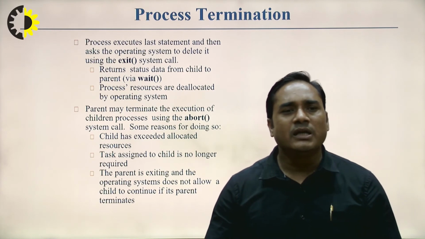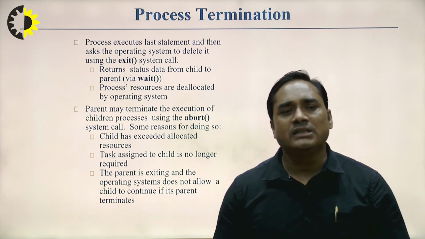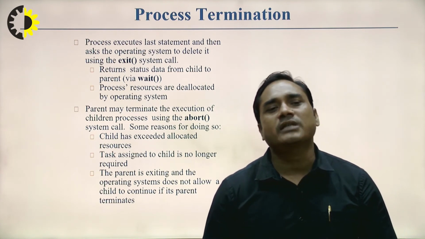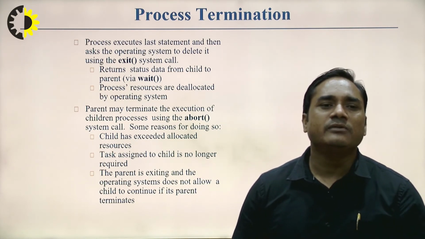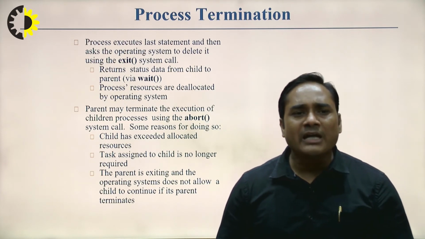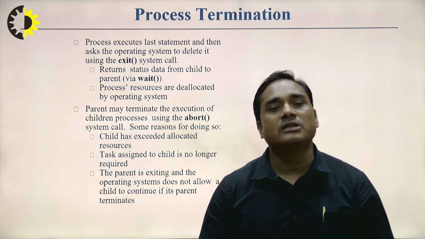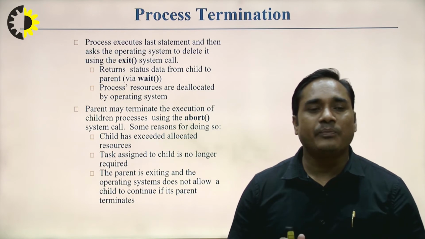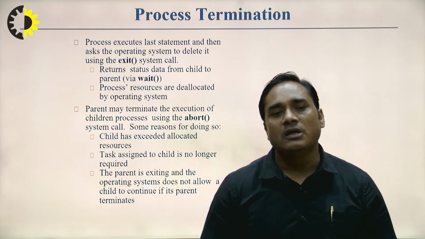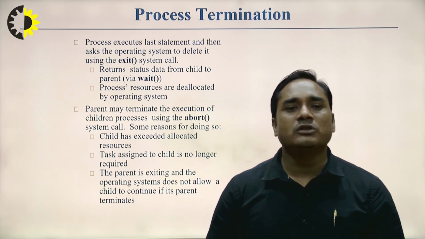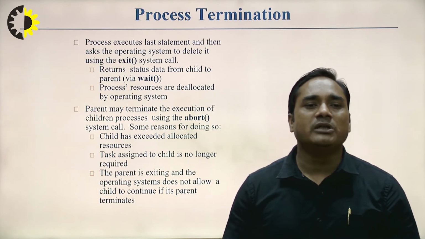So processes can be deallocated as per the requirement. If the process is in the waiting state, it can be moved to the ready state, then it will go to the running state, then to the termination state. The parent may terminate the execution of a child process. So the parent process has the authority, or you can say the power. The parent may terminate the execution of a child process using abort. By using the abort system call, a parent has the power to terminate the child process.